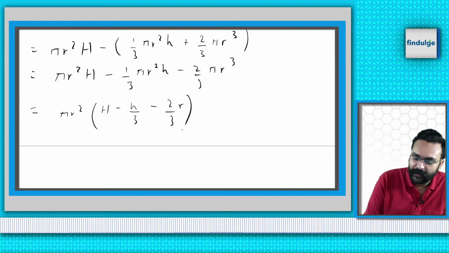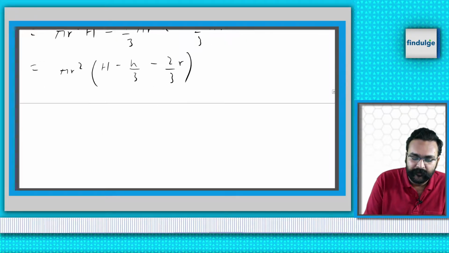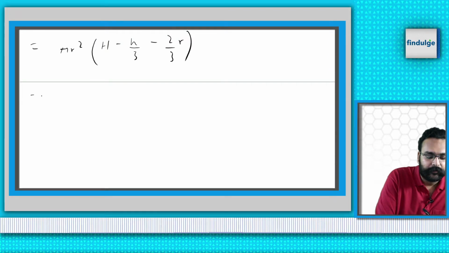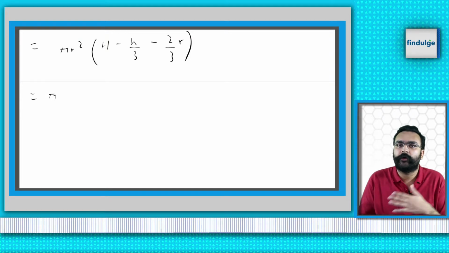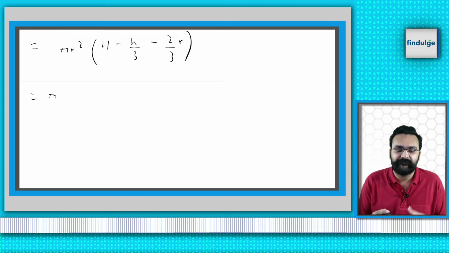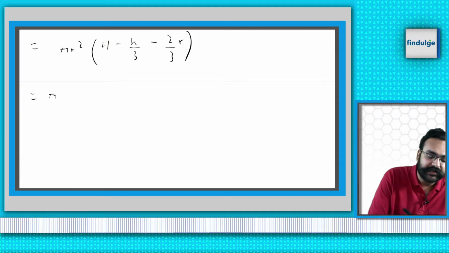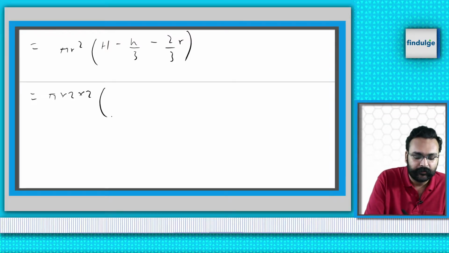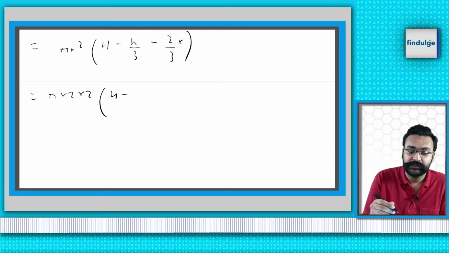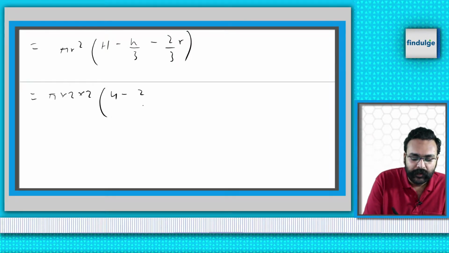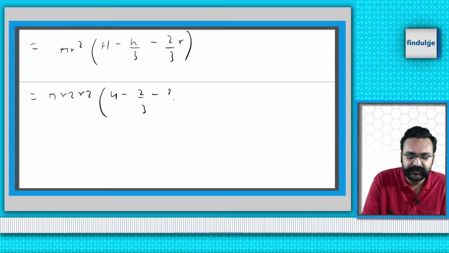And now we can plug in our values. Let's just leave pi as pi for now. We'll see whether we want to take it as 3.14 or 22/7 based on what we get. R squared, the radius was 2, so it will be 2 into 2. The height of the cylinder was 4. The height of the cone was 2. And of course, the radius is also 2.